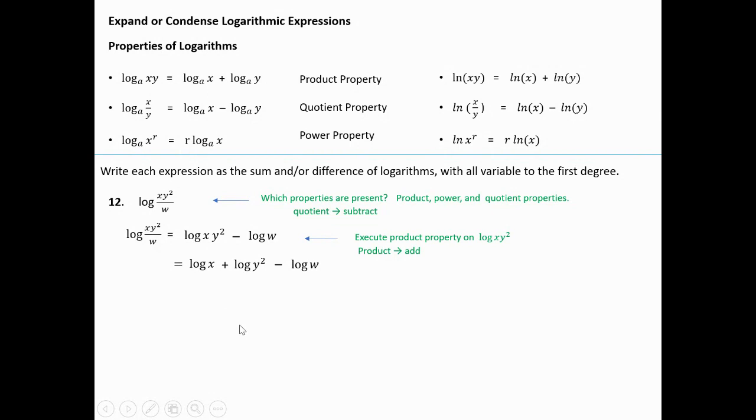Okay. Now, to finalize the answer, the exponent must go to the front. Execute the power property. The 2 goes to the front. So that's the simplified version of going from a single log to expanded form.